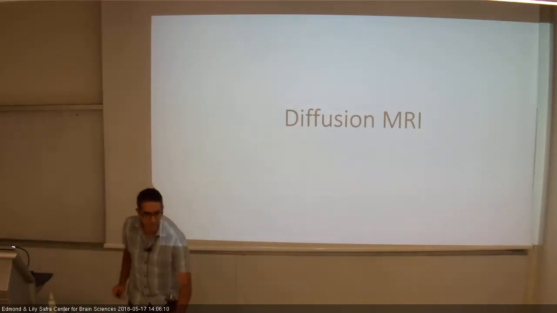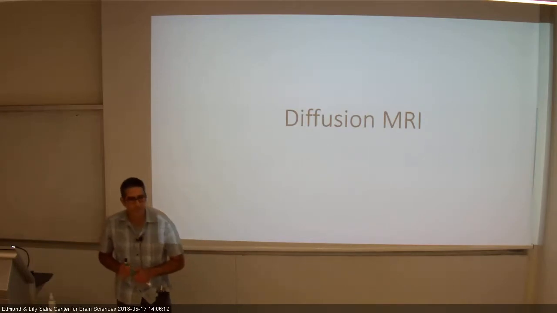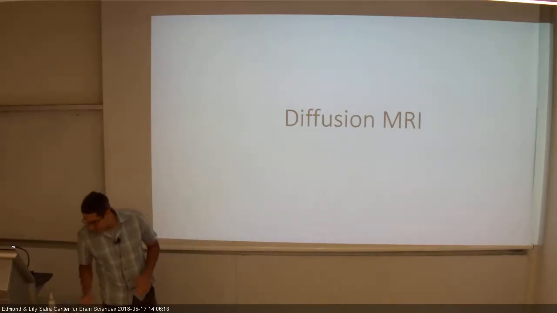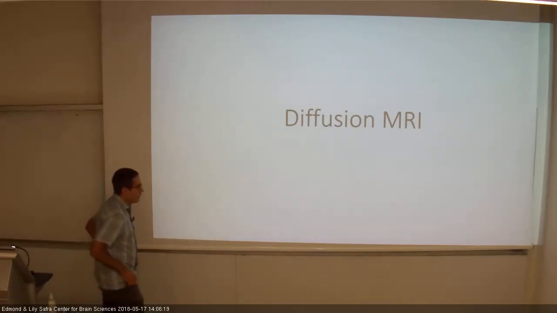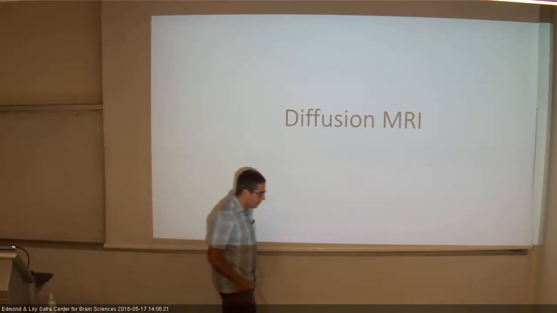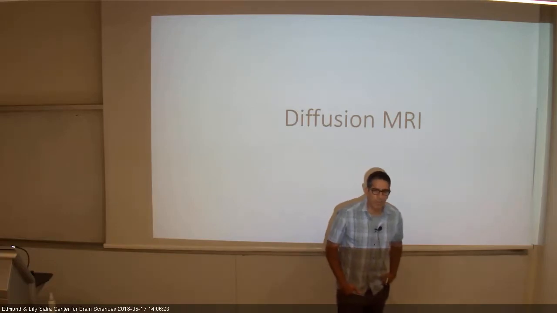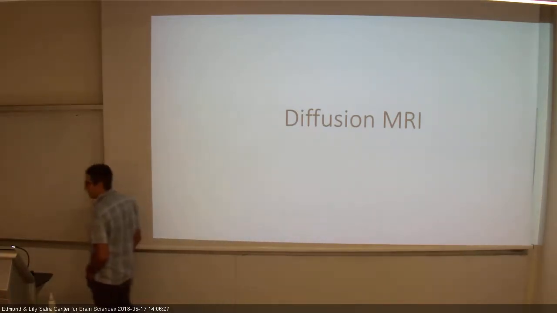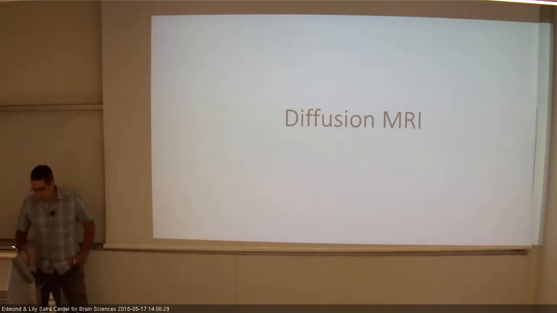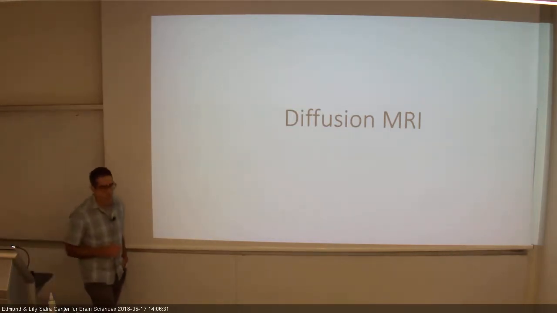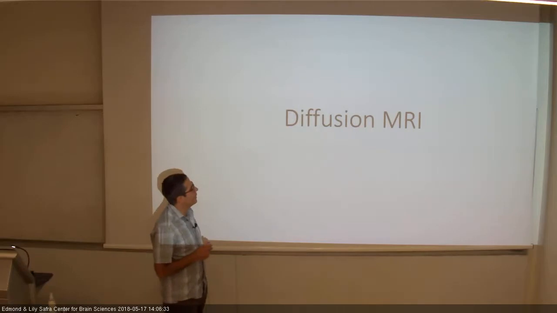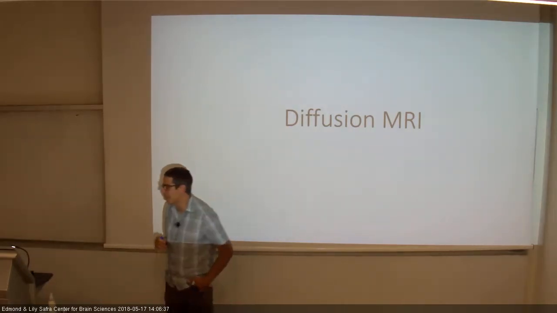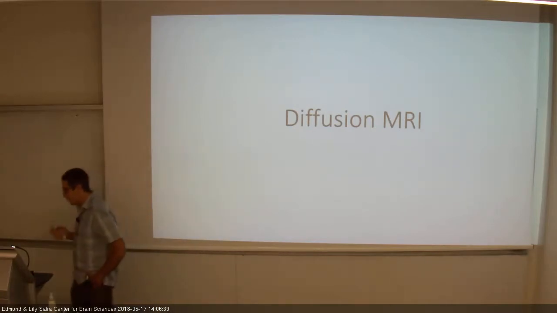Okay, so let's start. Last week we talked about different types of quantitative imaging and anatomical imaging, and today we're going to discuss one in particular, diffusion imaging, which is very useful in measuring brain anatomy. So we'll look at that in more detail.